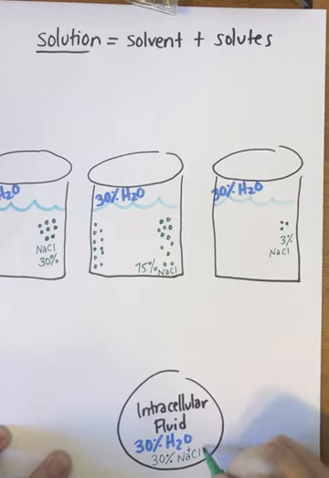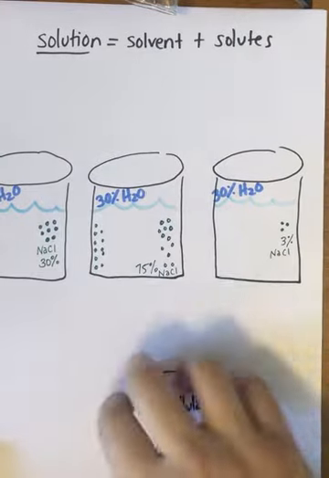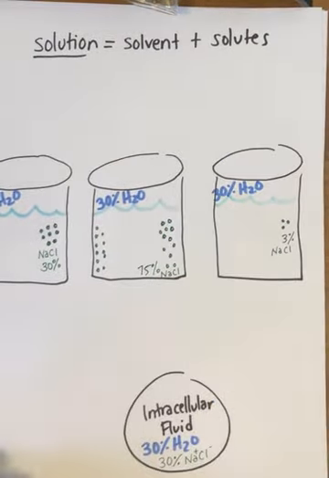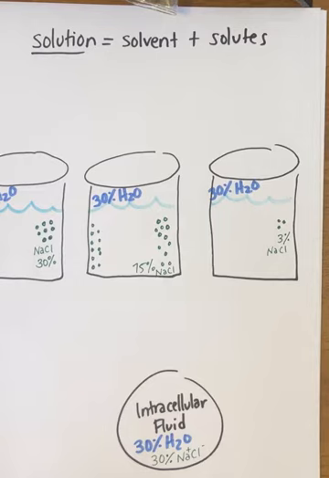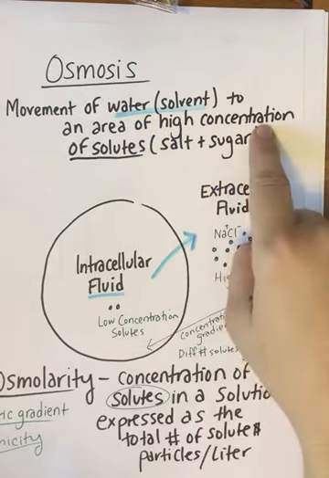Table salt. So we would say the intracellular fluid is isotonic. So this is a cell, and the fluid that we're going to place this cell in is going to be the extracellular fluid. To determine the direction of movement for osmosis, the movement of water, or a solvent, always moves to an area of higher concentration of solutes.